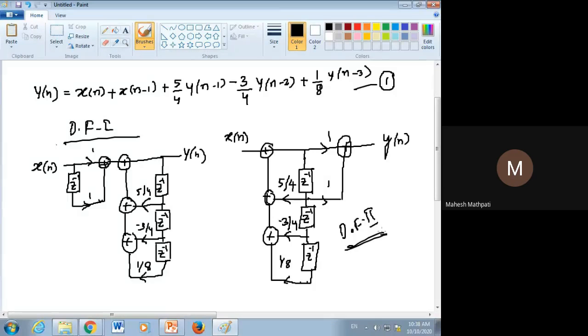Okay, so this is all about direct form 1 and direct form 2. For more examples, you can refer to the book and practice that part. Maybe tomorrow I am going to start with the cascading part. Thank you. We'll close the session here.